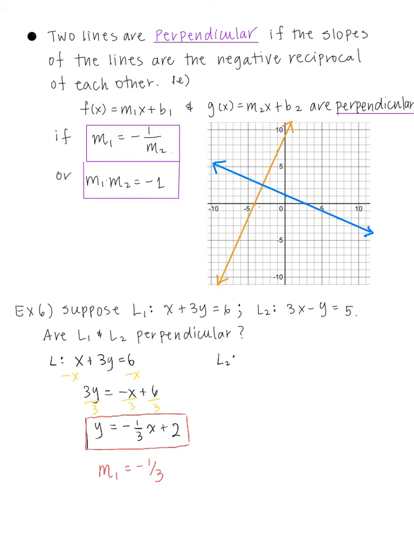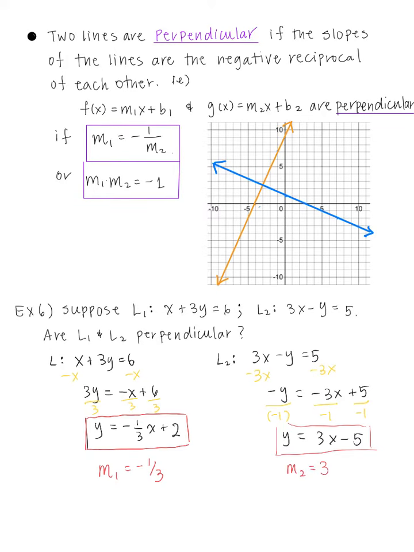Now let's go with the second line, L2: 3x minus y equals 5. Subtract 3x. Then what do we get? Negative y equals negative 3x plus 5. Now dividing each term by negative 1, negative 1 divided by negative 1 is 1. So y equals negative over negative makes a positive, so you have 3x, and then a positive 5 divided by negative 1 becomes negative 5. Let me box that. In this case, our second slope is 3.